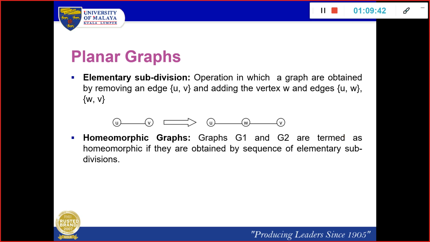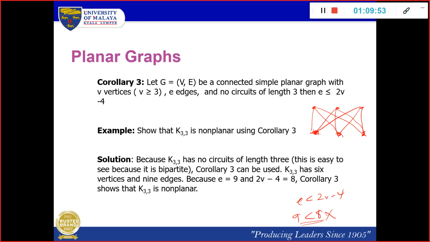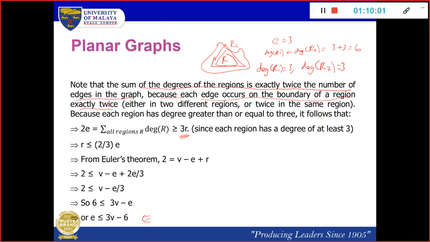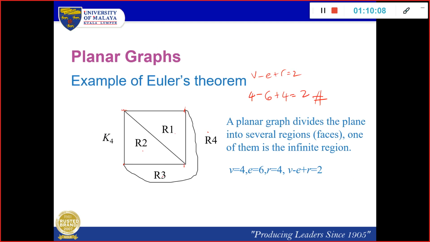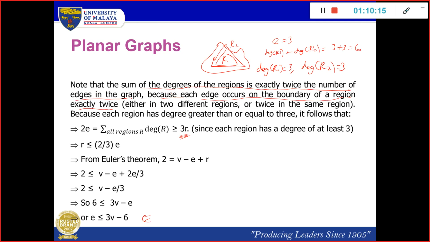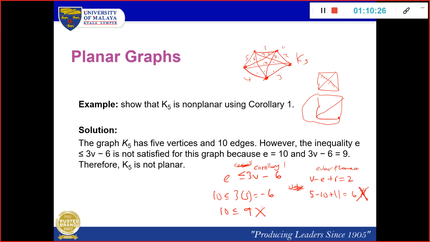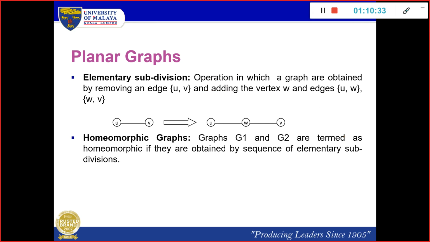Okay. You don't have a corollary example, but never mind. Planar graph. Okay, so you have Euler's theorem first, V minus E plus R. And then you have corollary 1, corollary 2, and corollary 3. Corollaries 1, 2, and 3 must be applied if the number of vertices is equal to or more than 3.